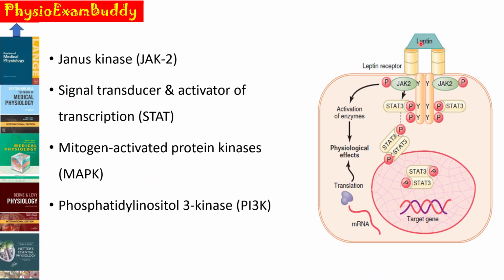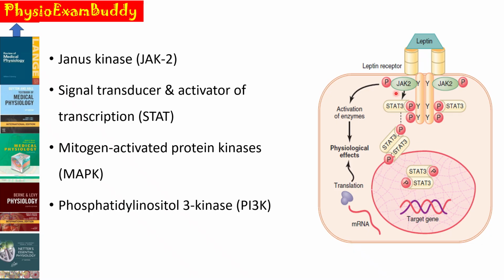So whenever leptin comes and binds with the leptin receptor, these JAK2 proteins undergo phosphorylation, and this JAK2 phosphorylation in turn causes phosphorylation of another protein, STAT3. You can see here in this picture, that is signal transducer and activator of transcription, the STAT proteins. And once these STAT proteins get activated, they will activate the transcription of certain target genes, which will cause the synthesis of certain proteins.